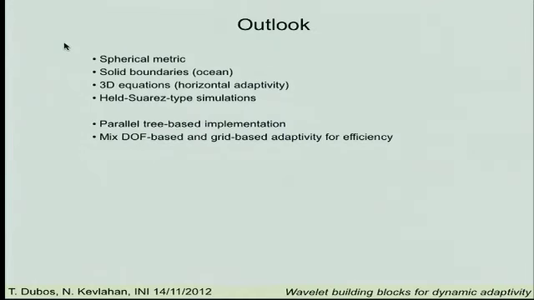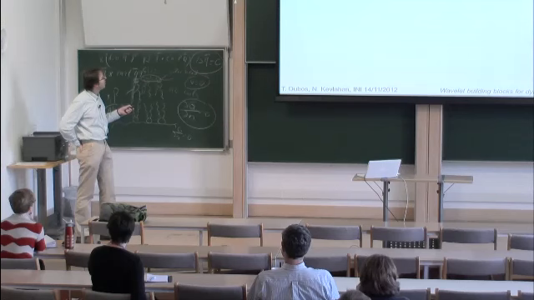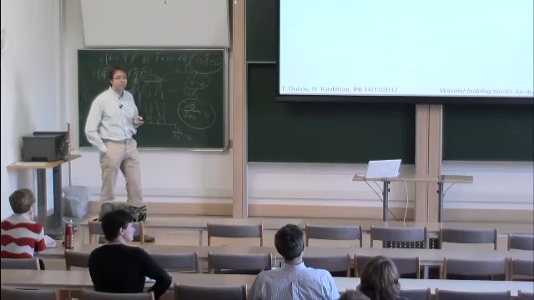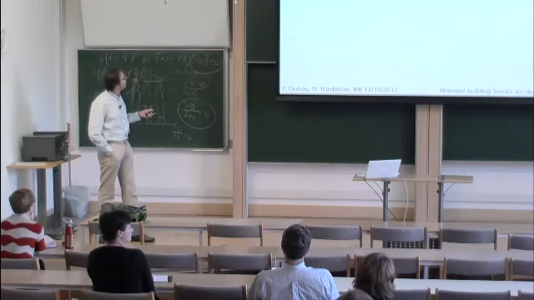So it looks complicated, but it's actually doable in MATLAB. And you can get linear cost in MATLAB with a large constant. So Nicolas has a PhD student who has developed a parallel tree-based implementation. And we can think of mixing the more NMR style and degrees of freedom based adaptivity to have some additional efficiency gains. I don't know if that's really critical.